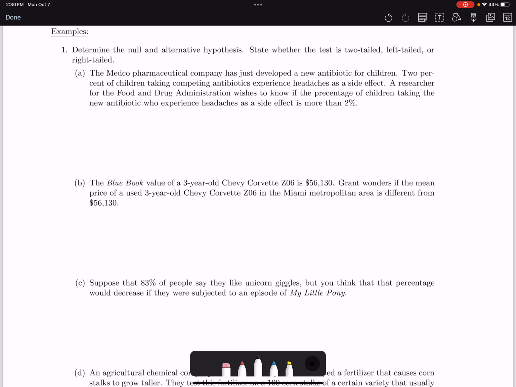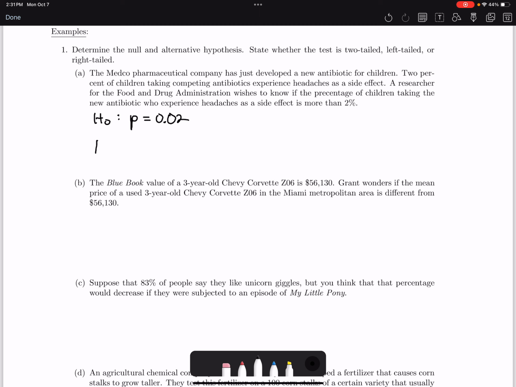You can also see that the question that we're being asked is if the percentage of children who experience headaches is more than 2%. Well, a percentage is the same thing as a proportion, right? It's just that a proportion is expressed as a decimal, but otherwise they're the same. So we're definitely testing proportions here. The null hypothesis, of course, is that, no, this antibiotic is the same as the other ones, right? No change, no difference, right? The null hypothesis is that the proportion of children who experience headaches as a side effect is 2%, right? The same as every other antibiotic.